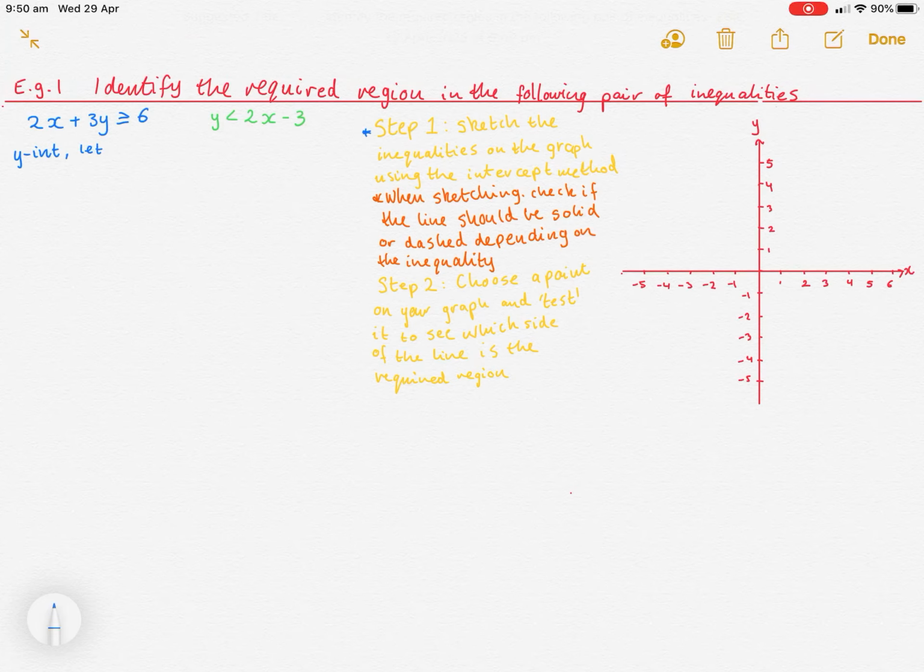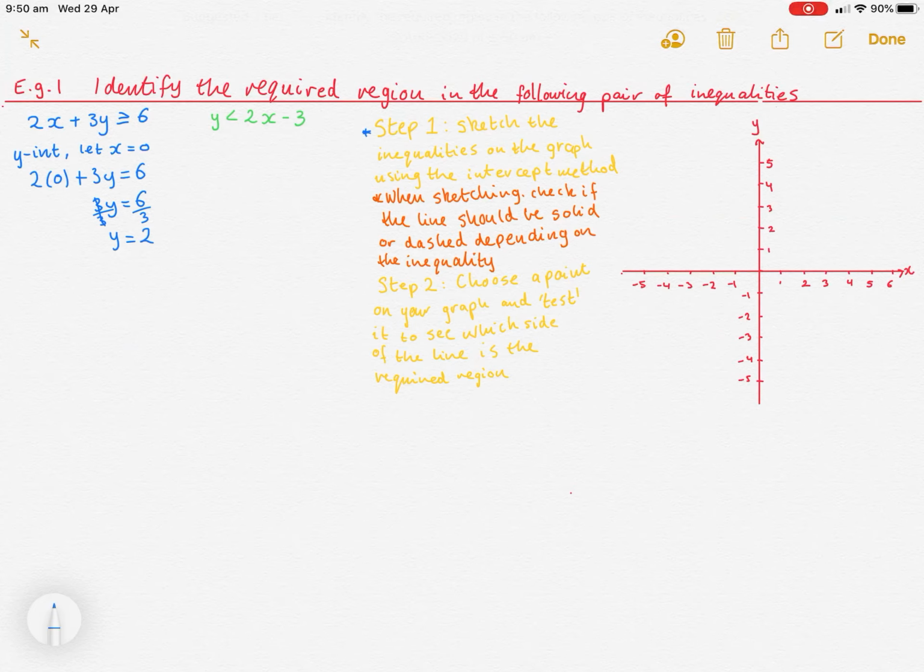We're going to find the y-intercept first for this one. So we let x equal 0, because remember, for a y-intercept, x equals 0. So we're going to rewrite this equation above it, but instead of x, we're going to write 0. Then we just solve that for y. So 2 times 0 is obviously 0, so we end up with 3y equals 6. If you divide both sides by 3, you have y equals 2.